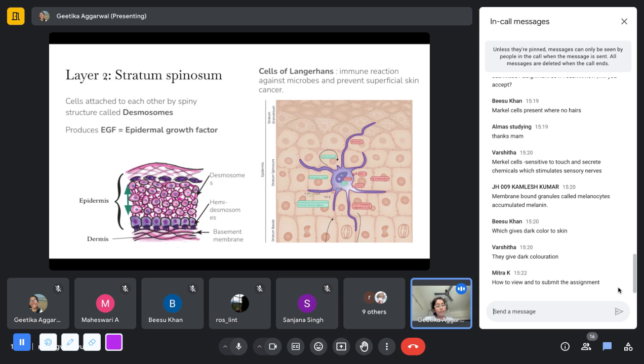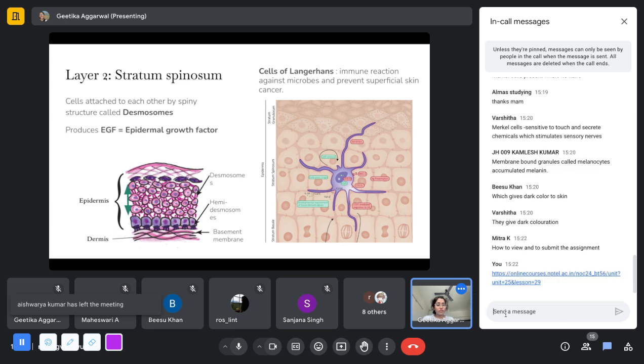How to view and submit the assignment? I think you'll have to just go to the NPTEL portal and open the course there. I can share the link for the course, I think. One second. You just have to open this link and go to the assignment 2 tab. Okay. Since you're taking the course, I think you should have known where to find the assignment.